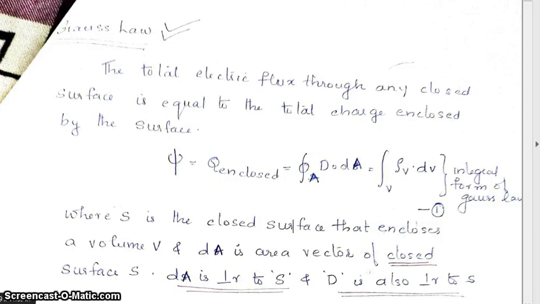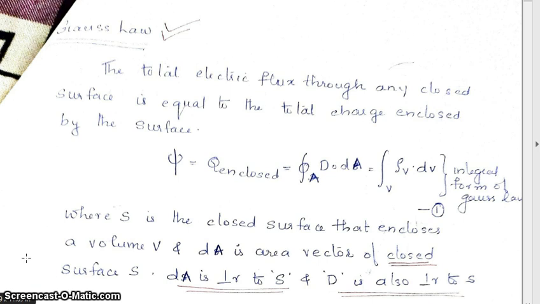So good morning all. Now we will see Gauss law and different forms of Gauss law. The Gauss law states that the total electric flux through any closed surface is equal to the total charge enclosed by that surface, where psi is equal to Q enclosed is equal to the area integral of D dot dA, equal to the volume integral of rho v dV, where psi is a flux, Q is a charge, D is a flux density and rho v is a volume charge density.